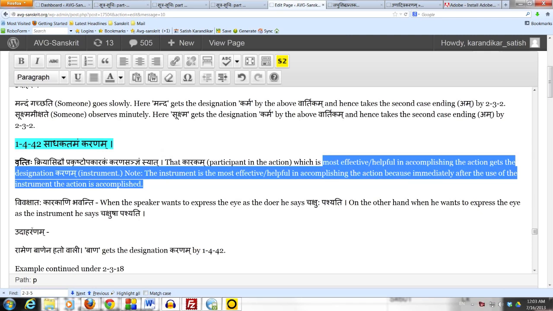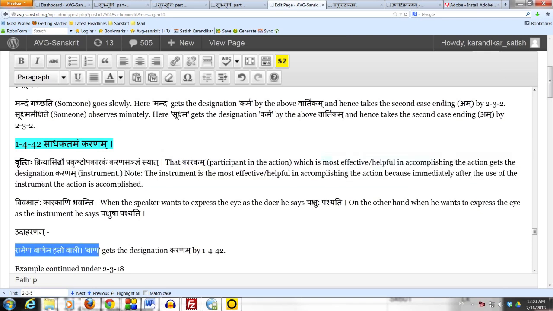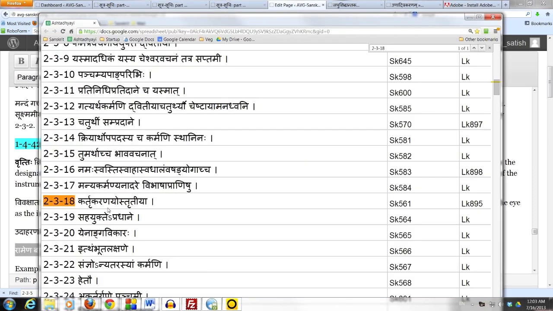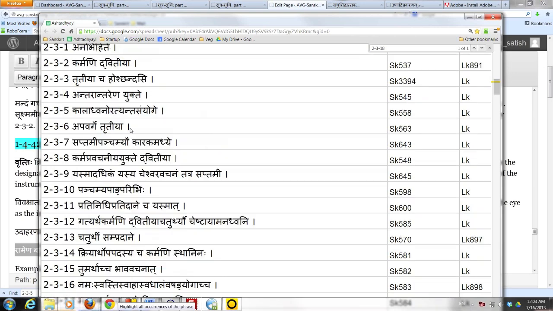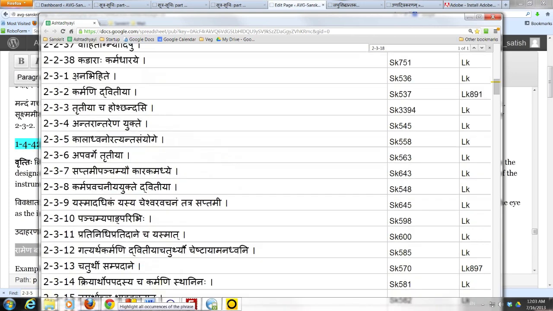Now we continue with that example and we take the Sutram 2318, Kartru Karanayos Tritiya, which assigns the third case affix to that which has the Kartru-sanya or the Karana-sanya. And let's not forget that the entire section 2.3 of the Ashtadhyayi is governed by the adhikara of anabhihite, which starts from 2.3.1 on down.